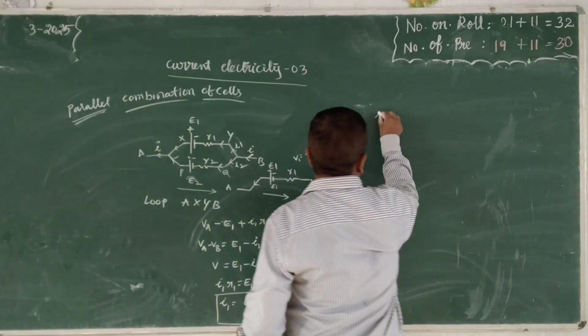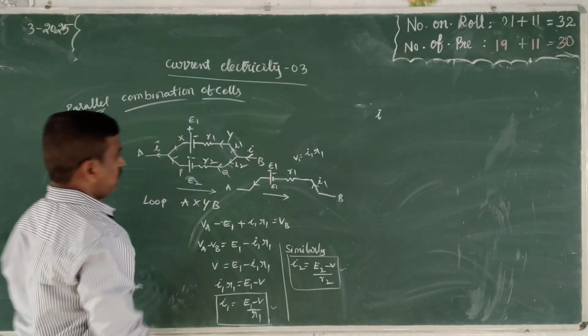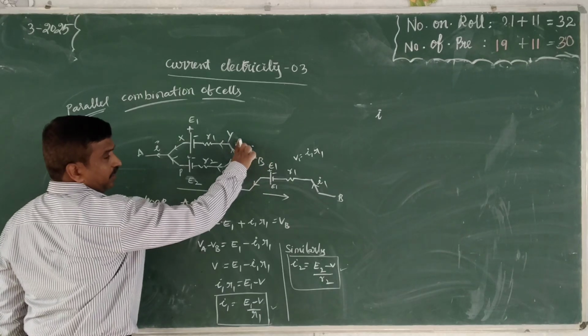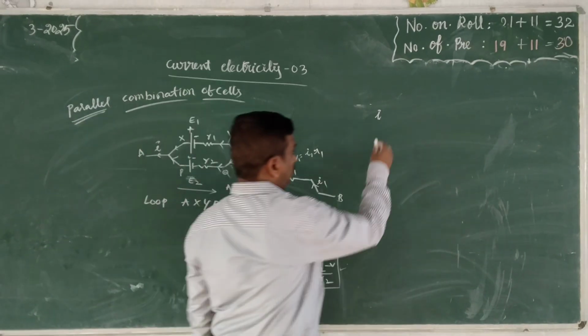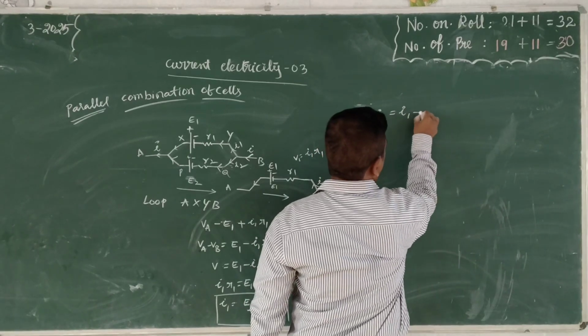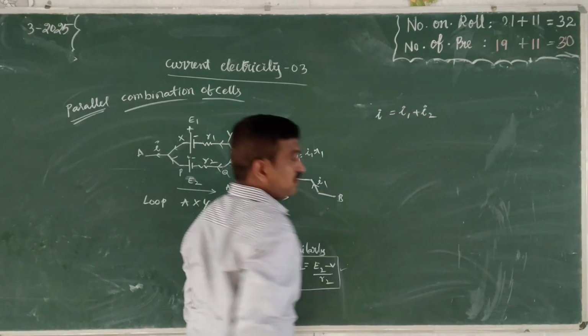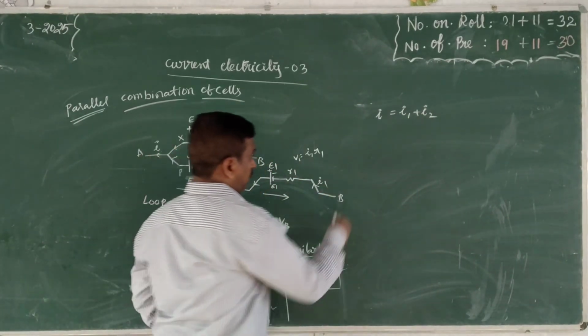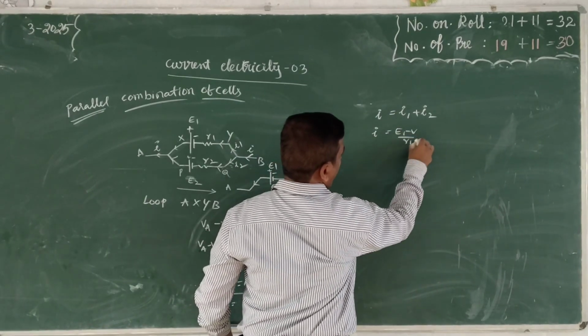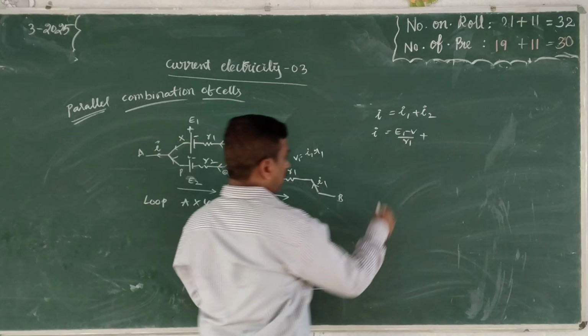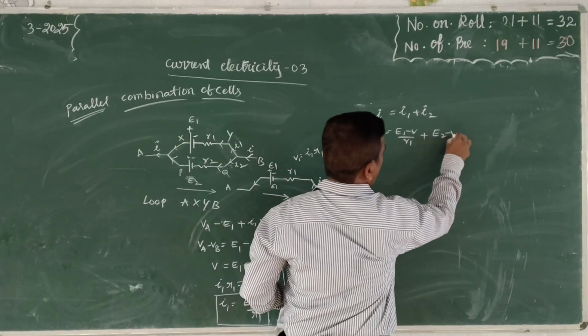See, in parallel combination, the current I is divided into I1 and I2, so the total current equals the sum of the individual currents. That's why we can write I equal to I1 plus I2. Instead of I1 we can write (E1 minus V) by R1, and instead of I2 we can write (E2 minus V) by R2.